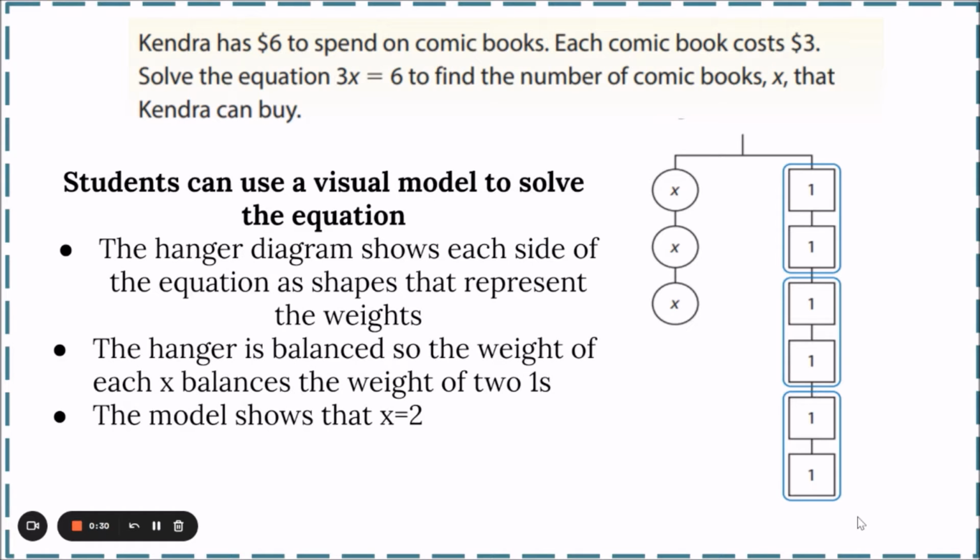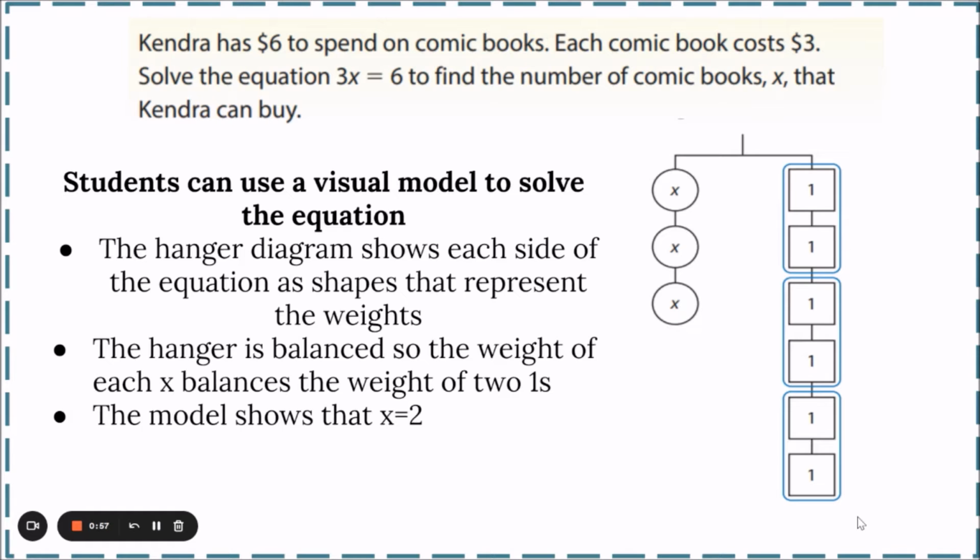Students can use a visual model to solve the equation. The hanger diagram shown shows each side of the equation as shapes that represent the weights. We see the 3x represented as 3 individual x's on the hanger diagram. We see the 6 ones represented by 6 individual ones on the other side of the balanced hanger diagram.